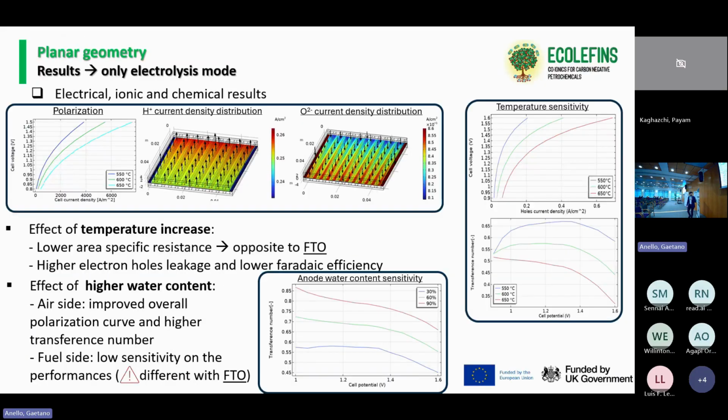I will start by focusing on the planar cell, so it's a 3D cell. In particular, here I'm just focusing on the first part, which is the hydrogen production. So for now we're not producing olefins. And the idea was to make some sensitivity analysis on how the electrochemical processing is optimized.